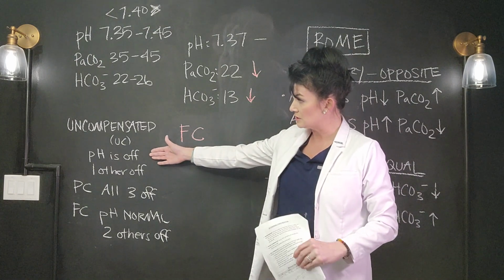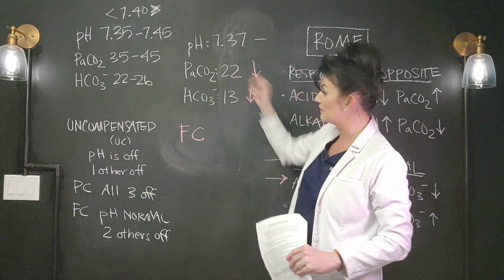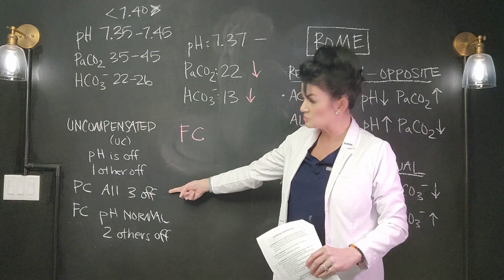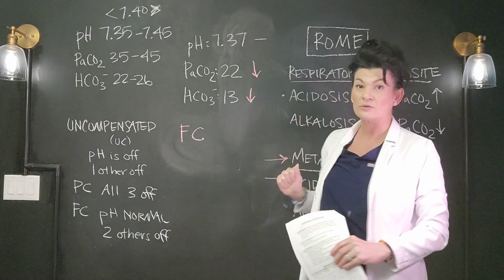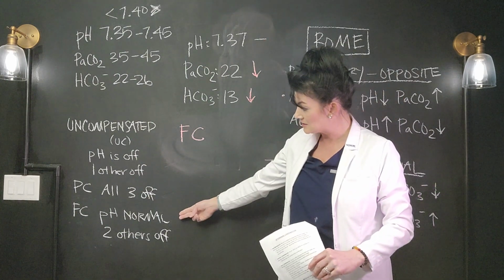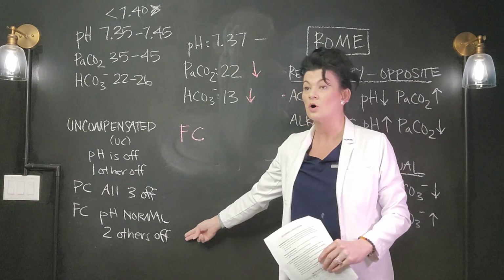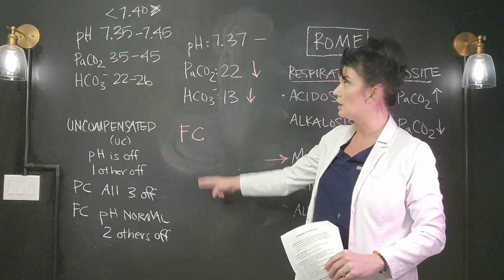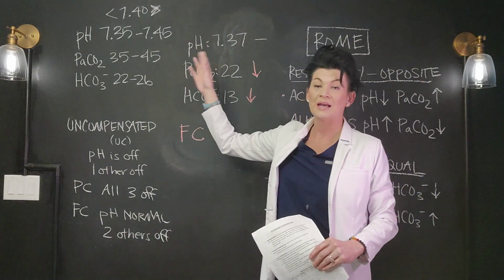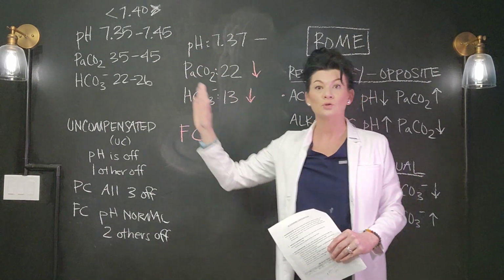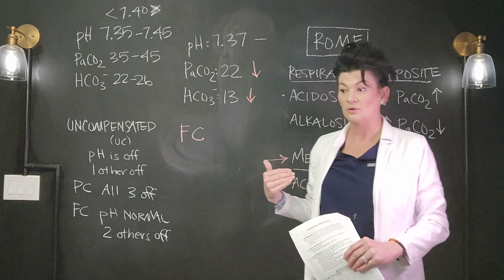If it is uncompensated, your pH and one of these other two values are off. If it is partially compensated, all three will be outside of that normal range. And if the pH is normal and the two others are off, that's where we get our fully compensated. 7.4 is our breaking point to decide if we are going to look at acidosis or alkalosis.